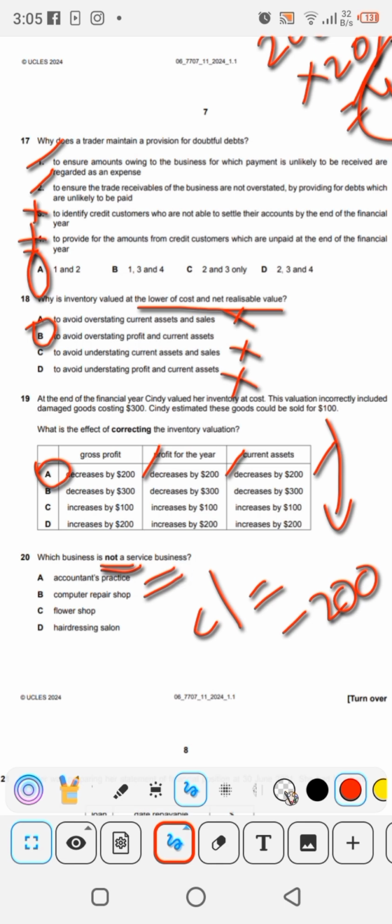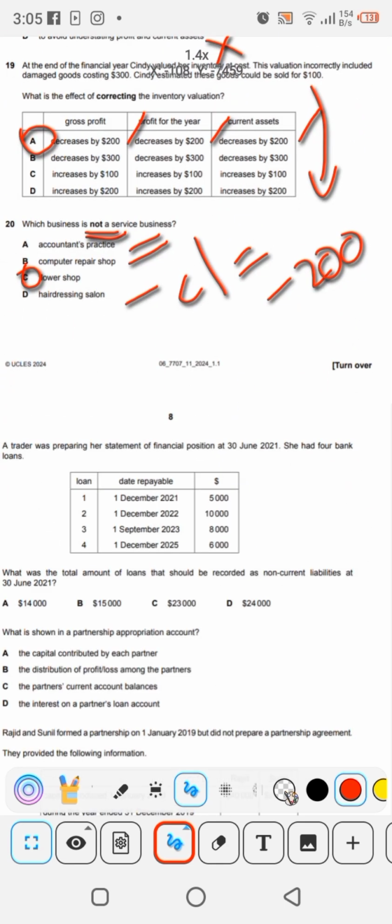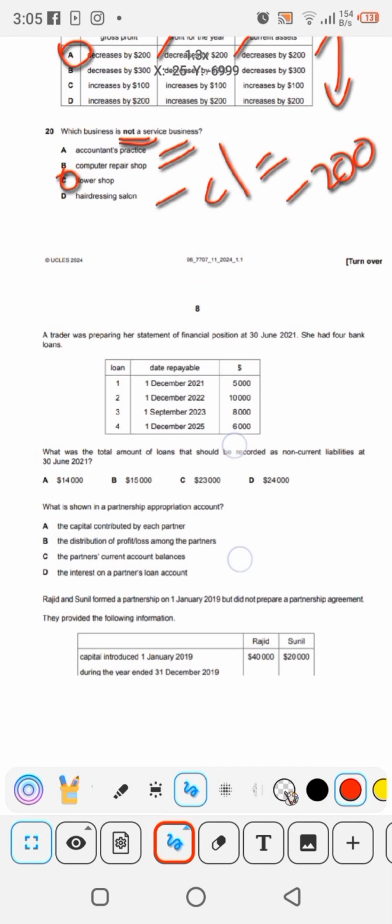Then question number 20, which business is not a service business? So flower shop is not a service business, others are a service business.